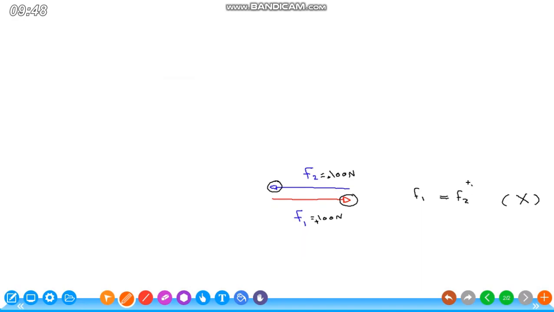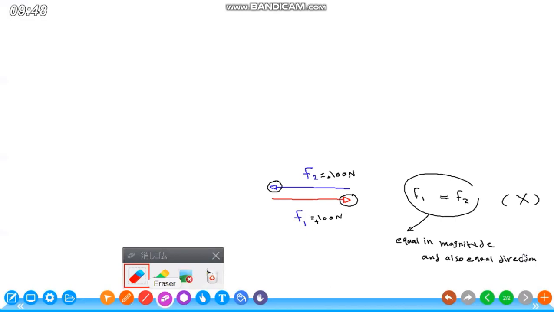عشان نقول ان F1 equal F2 لازم يكون equal in magnitude and also equal direction. Okay. F1 equal F2, equal in magnitude and equal in direction.